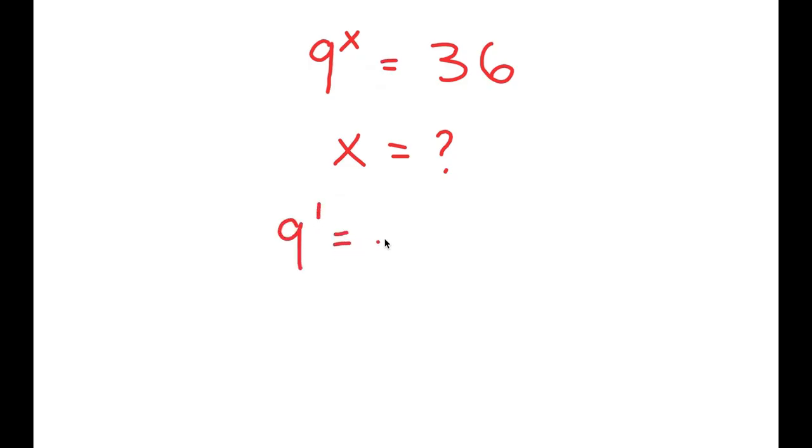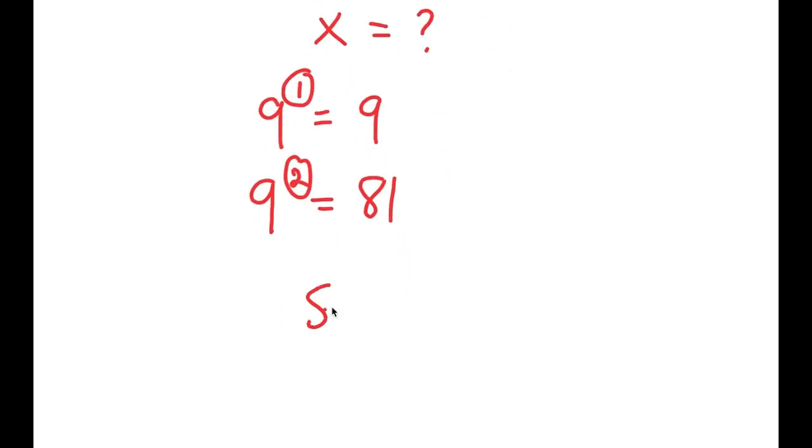All right, so in this equation, I'm going to be solving 9 to the power of x is equal to 36. To start, my variable in this equation is x, which is what I'm going to be solving for. We can already tell that x is not going to be a whole number because 9 to the power of 1 is 9 and 9 to the power of 2 is 81. So we know that x is going to be somewhere in between 1 and 2. We want to find the exact value of x.